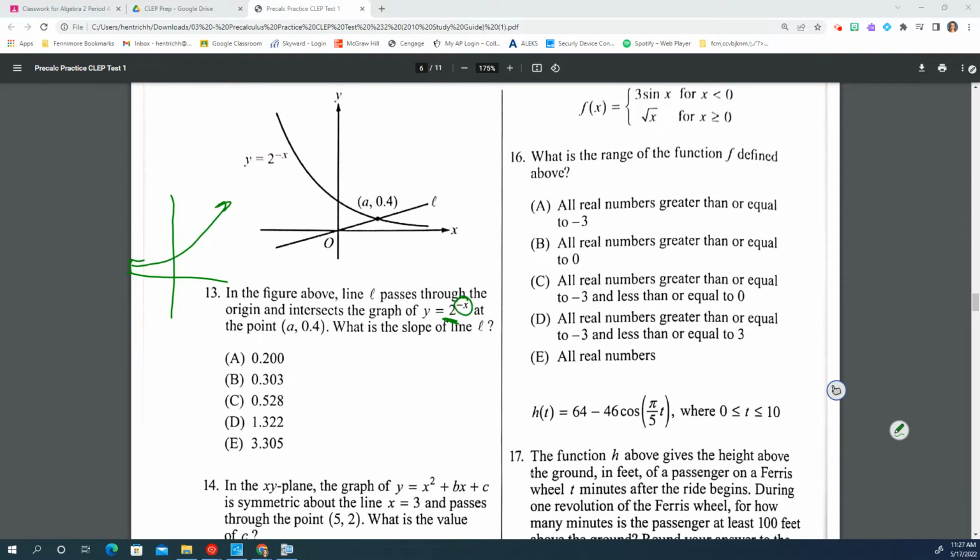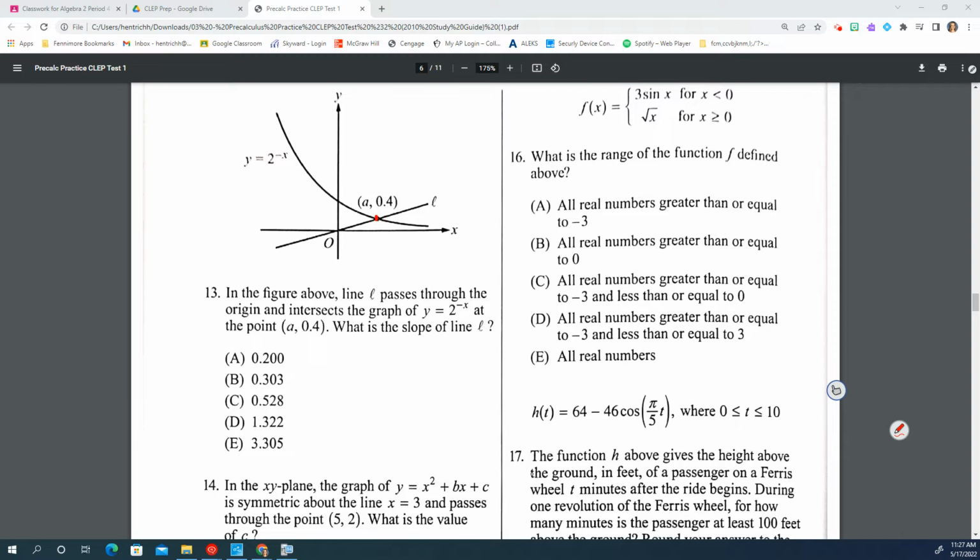And this is just a reflection over which axis? Actually, it's the y-axis. Sorry, I said the wrong answer. It's a reflection over the y-axis, so now it becomes decay. That's that curve right there. They intersect at this point, a, 0.4.